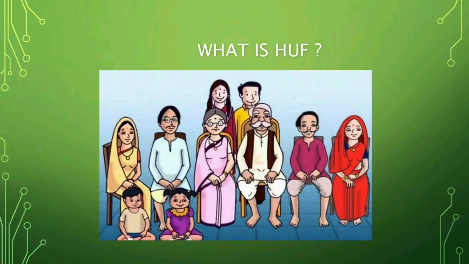A HUF consists of the Karta, who is typically the eldest person or the head of the family, while other members are called the co-parceners. The Karta manages the day-to-day affairs of the HUF, and the children of the co-parceners are also co-parceners of their father's HUF.